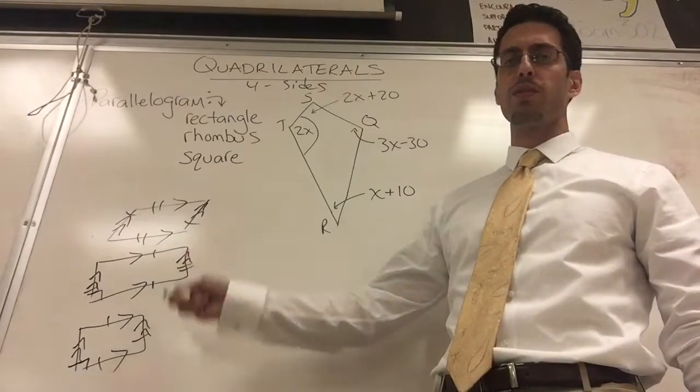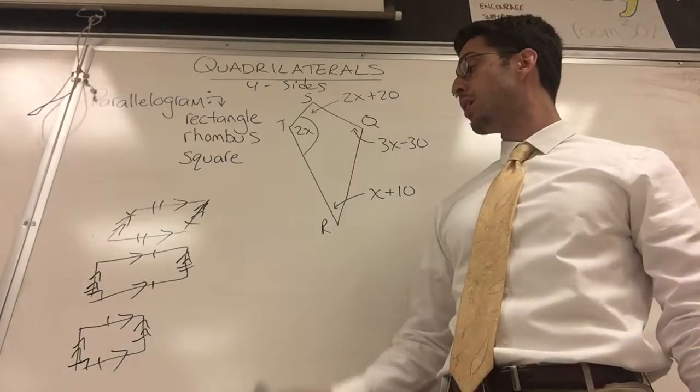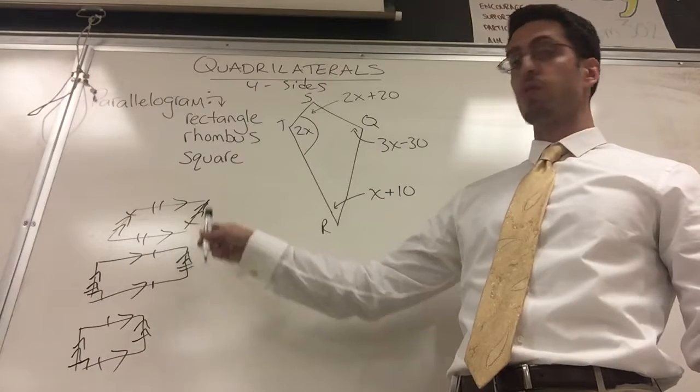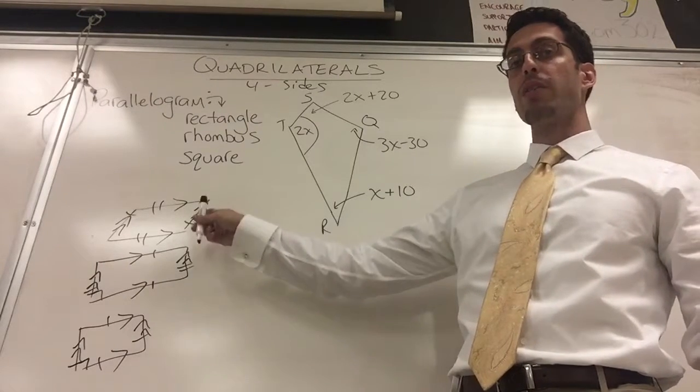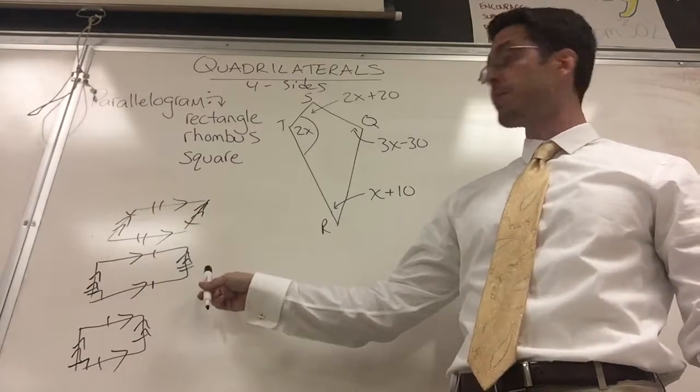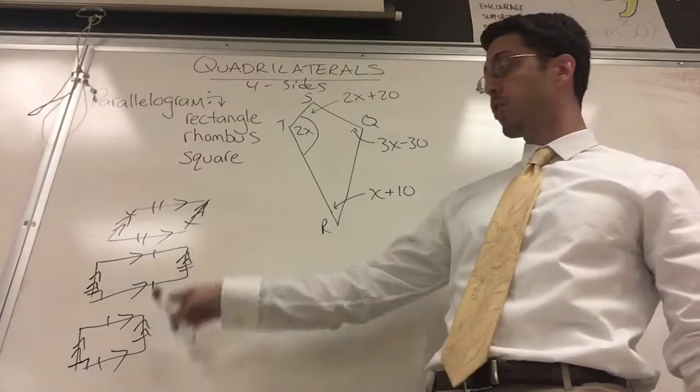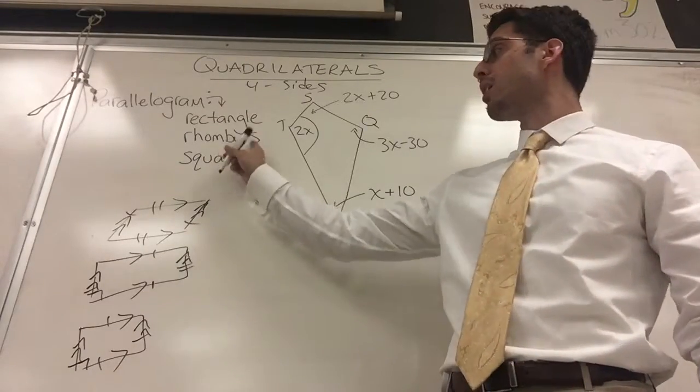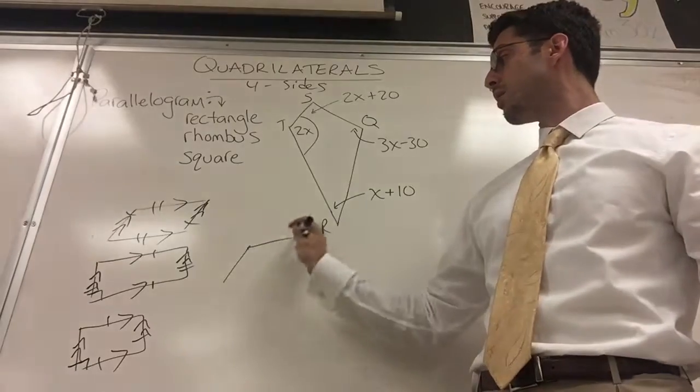A rectangle is a parallelogram, but a parallelogram is not necessarily a rectangle. A parallelogram could be a rectangle, but it could also be a square, and it could also be a rhombus, which is very interesting.